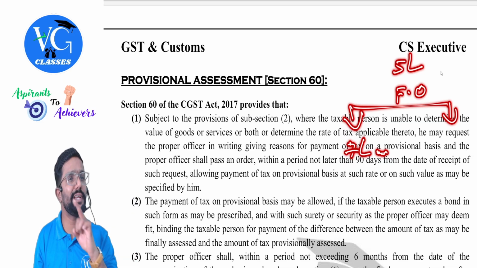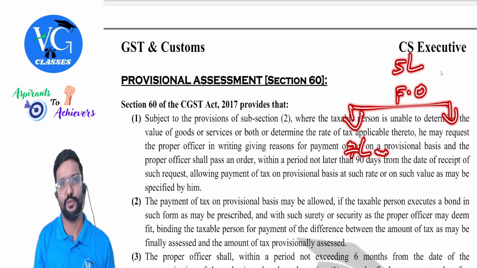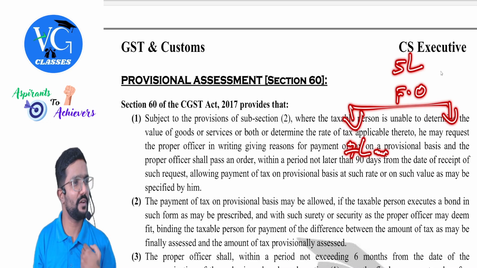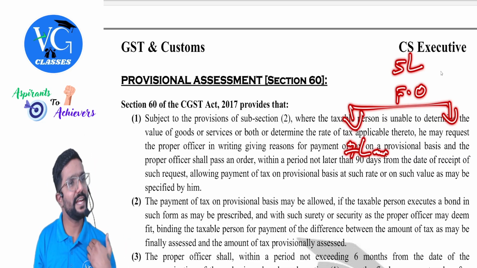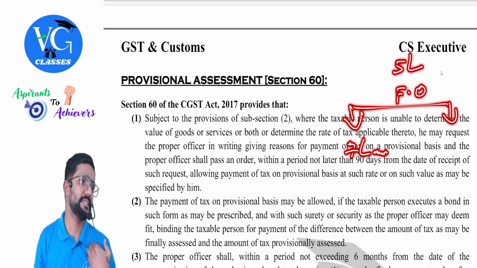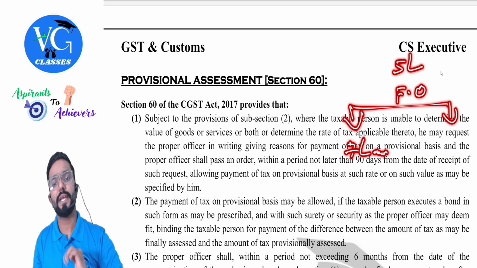Sir, next year also, should I take the help of the proper officer? I don't think so. Now I would have understood. The proper officer also told me, hey Vikas, this is what you have to do. From next year, can I continue with self-assessment? Yes.